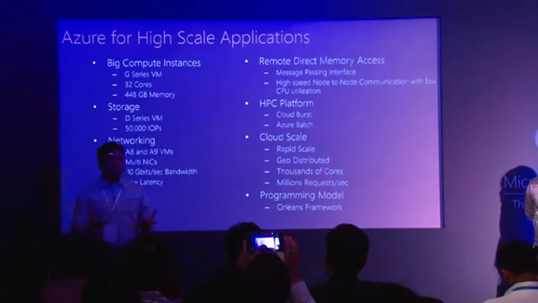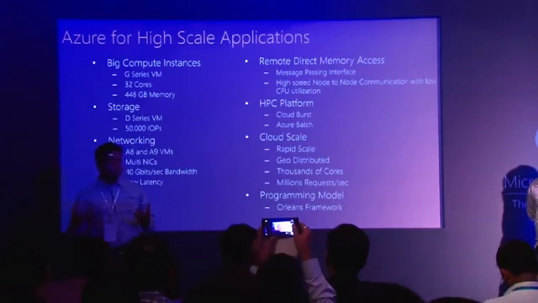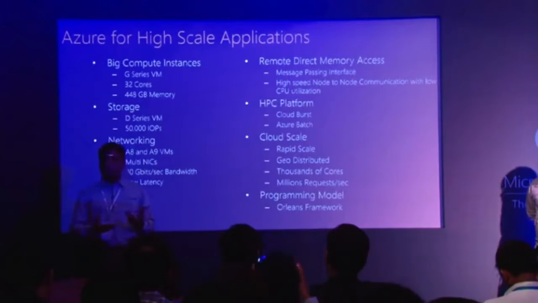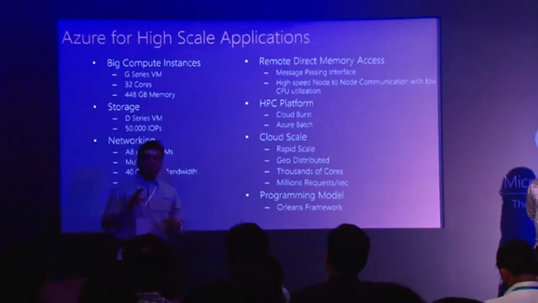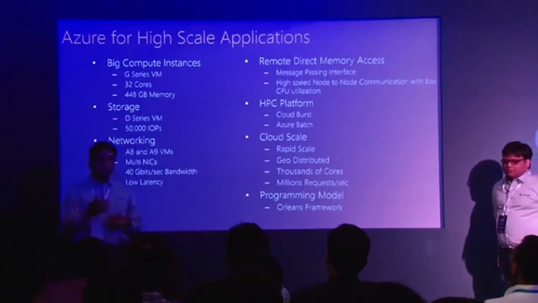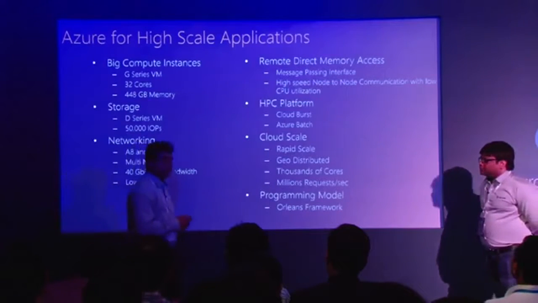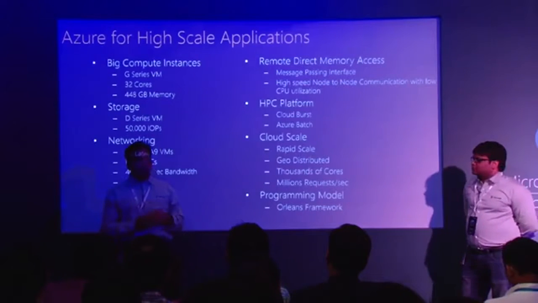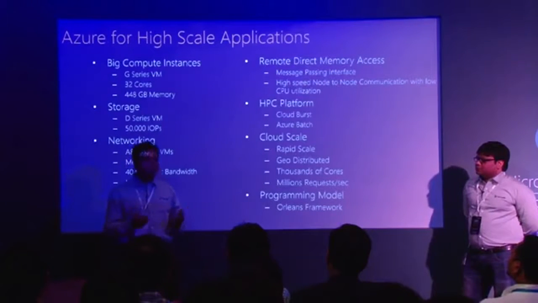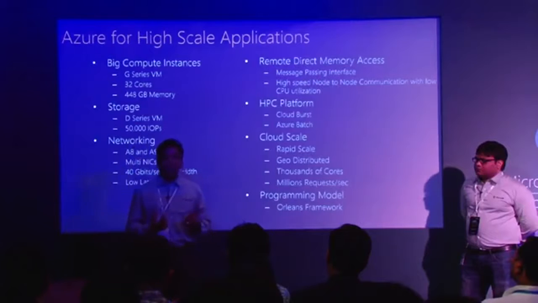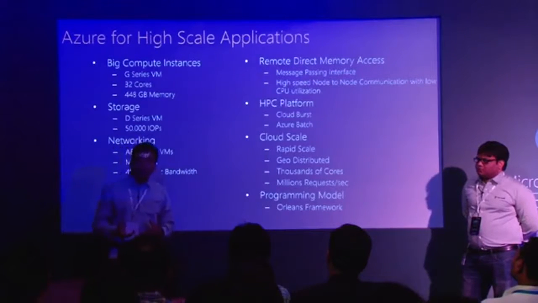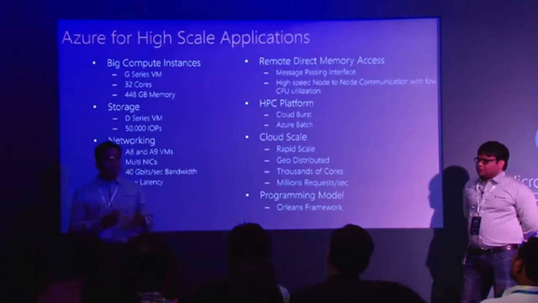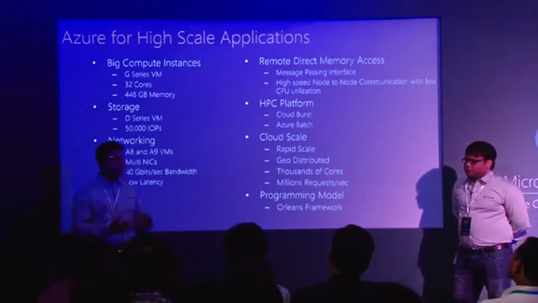When you talk about a database application, the bottleneck lies in the storage. We have storage that can give you more than 50,000 IOPS. We'll see that in action. That's from a storage aspect. The third one is the networking aspect. We talked about low latency, we talked about ExpressRoute and things like that. But there are fundamental network innovations that Microsoft has done in Azure, for example InfiniBand networks and RDMA, where you can get 40 gigabits.